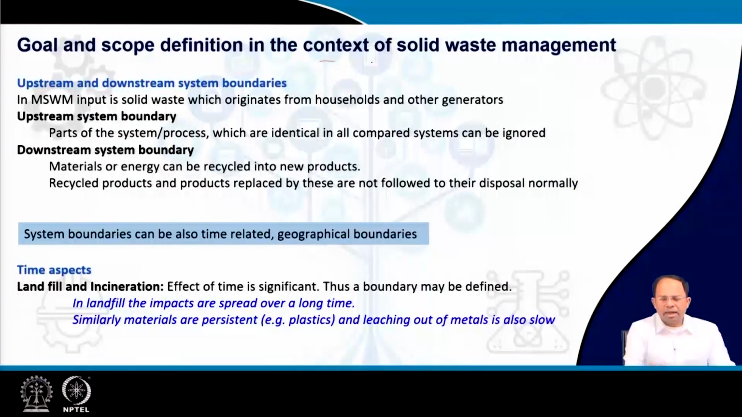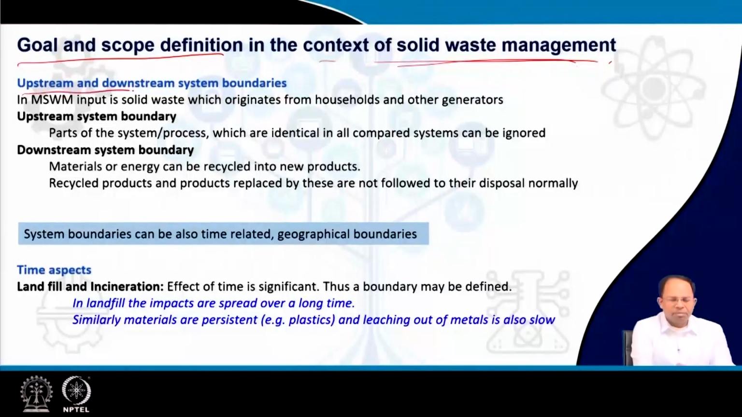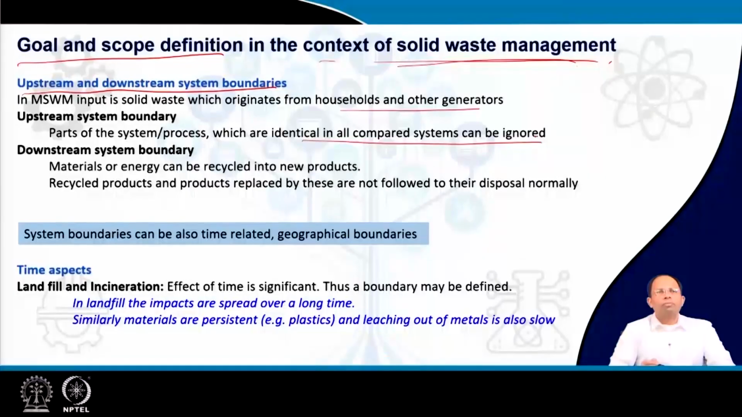Now, coming to the context of solid waste management, when we have defined goal and scope, we have defined it in general terms, but if I take the context of solid waste management, I will make things simpler. For example, I have to consider the upstream and downstream system boundaries. That's part of goal and scope. Now, in municipal solid waste management, input is solid waste which originates from households and other generators. So, in that case, the upstream system boundary could be parts of the system or process which are identical in all compared systems can be ignored.